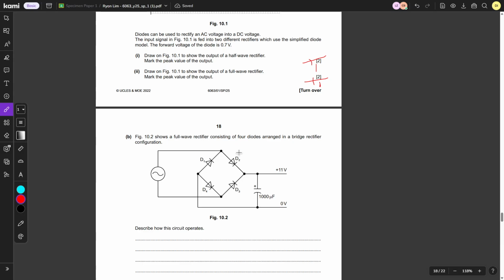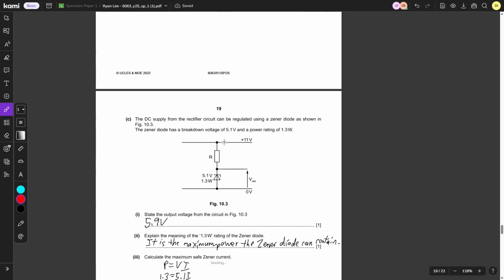Figure 10.2 shows a full wave rectifier. Describe how this circuit operates.